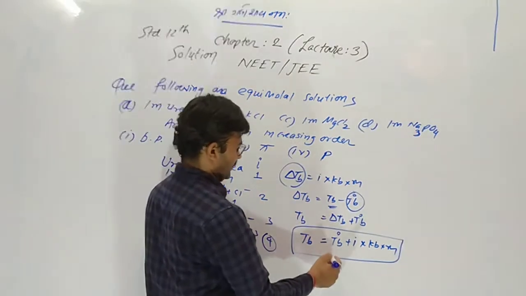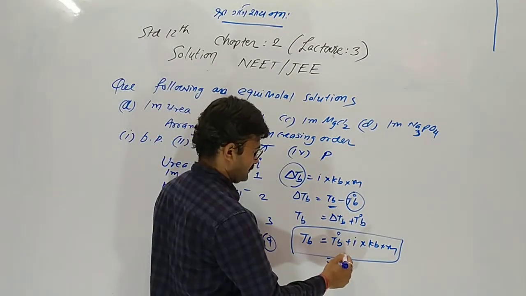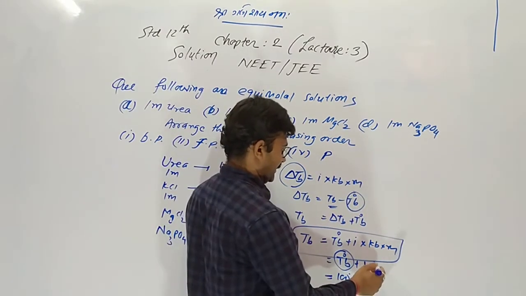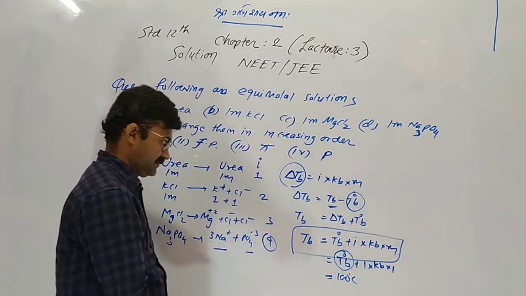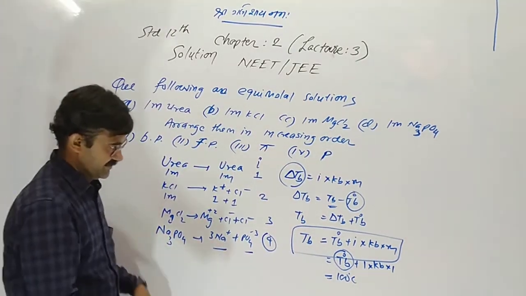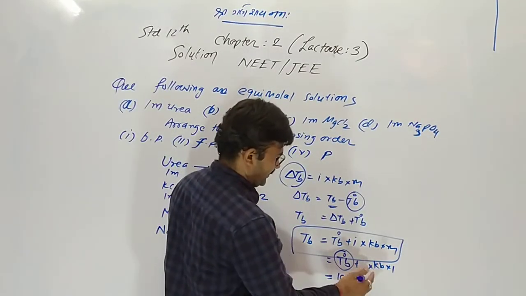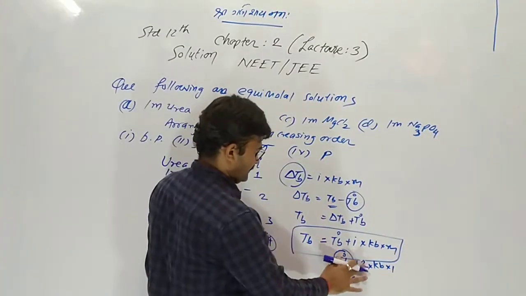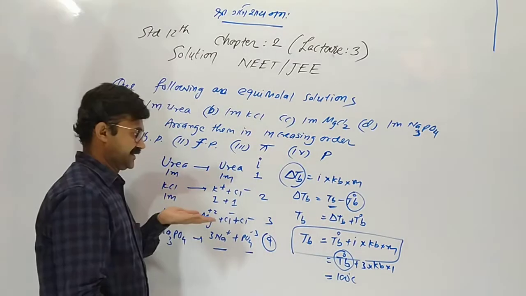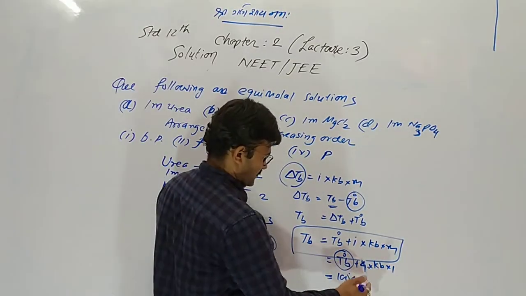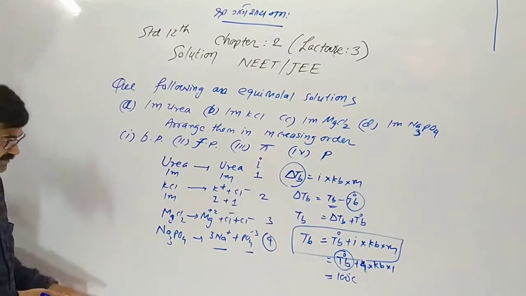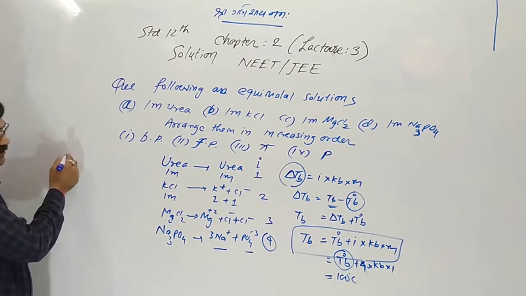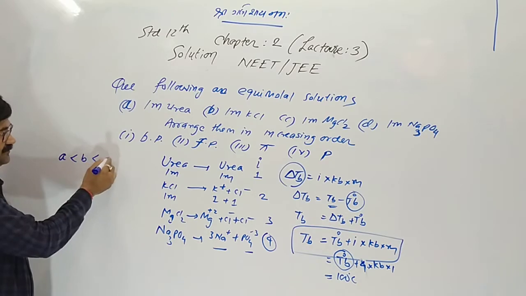Here, i is 1 for urea. Tb degree is constant, 100 degrees. i is 1 for urea, Kb, molality 1. Now for KCl, molality 1, but i is 2. So Tb increased. Now, i is 3, more increase. i is 4, once again increases. So the highest boiling point should be of Na3PO4. So our order should be A, B, C and D.